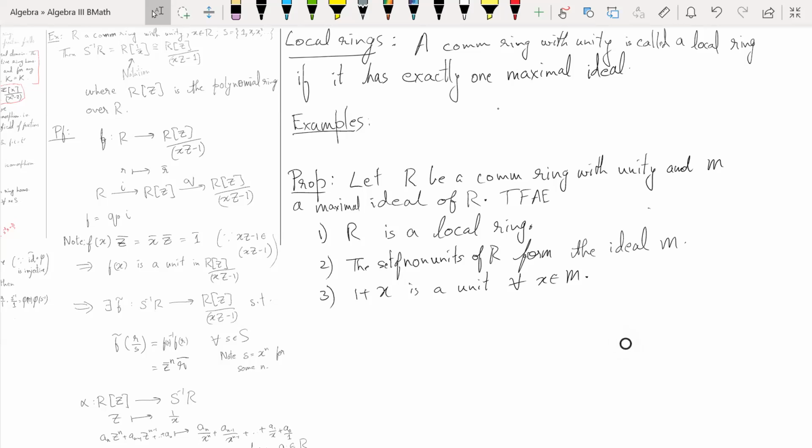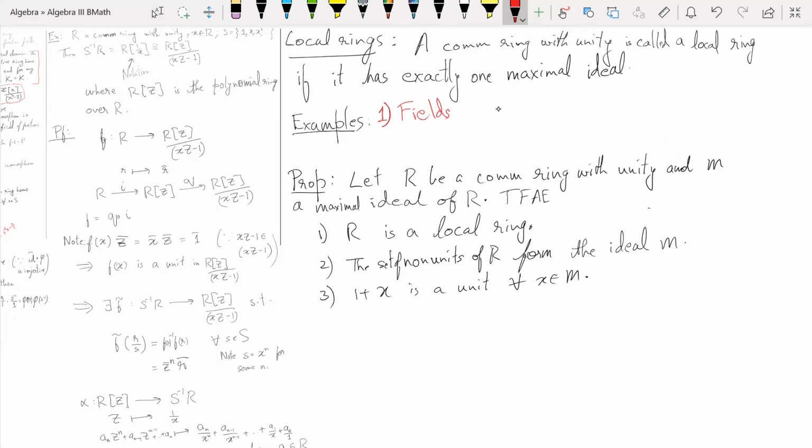The formal power series, or any valuation ring. Yes, from your homework you have seen that a valuation ring is an example. But before that, there is an even simpler example. Fields, exactly. So the first kind of example is fields. A field has only two ideals: one is the whole ring, and one is the zero ideal, and the zero ideal is maximal. So fields are the first examples of local rings.